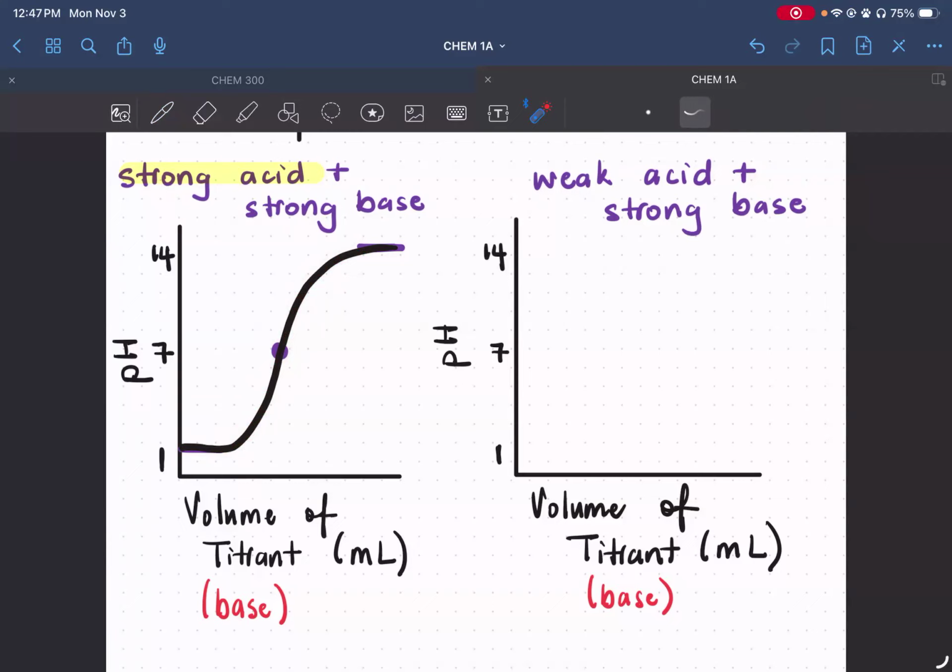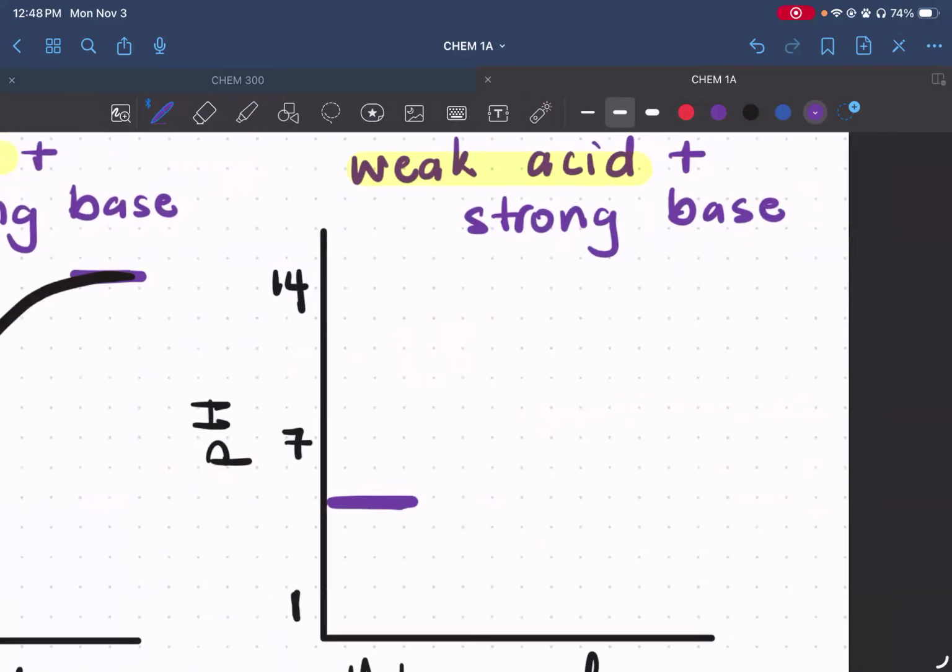Let's see what this would look like for another situation. However, this time we have a weak acid. All right, well, the key difference between a weak and a strong acid is, of course, the pH. If really low is strong acid, and let's say a little bit higher is a weak acid. Let me zoom in here.